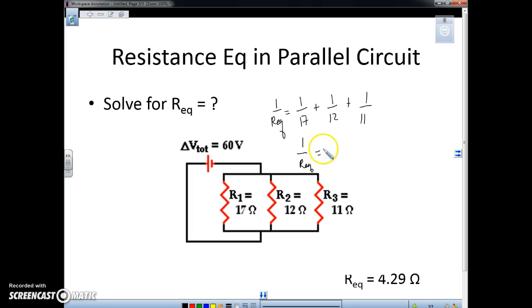Well, this gives me 0.233. Now remember, this is not the answer. We need to solve for this. And then when I do, you get 4.29 ohms, just like that. So technically this is inverse ohms, and we want it in ohms, like that.